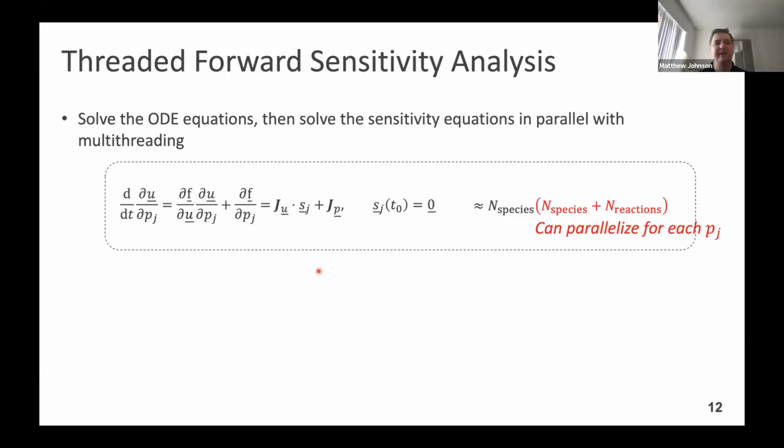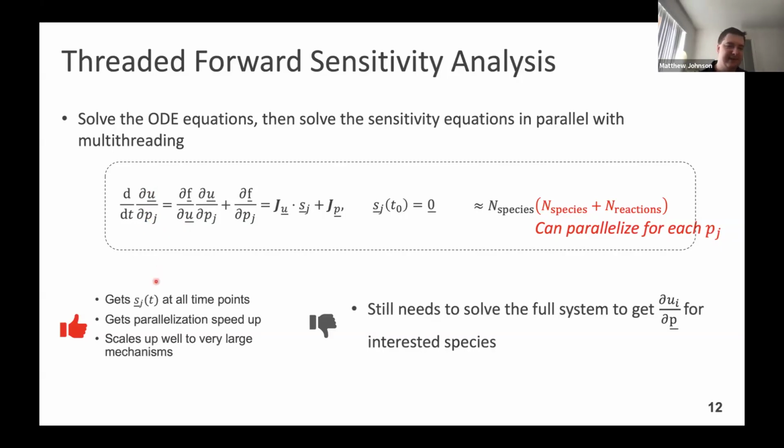Now, we can do a little bit better with threaded forward sensitivity analysis, essentially parallel sensitivity analysis. If we solve our original ODE, save that solution, and just interpolate on that solution, it turns out we can decouple these equations. We can break them down into a set of equations associated with the sensitivities with respect to each individual parameter. So we can solve each U with respect to each PJ. And the same as before, we get the sensitivity at all time points.